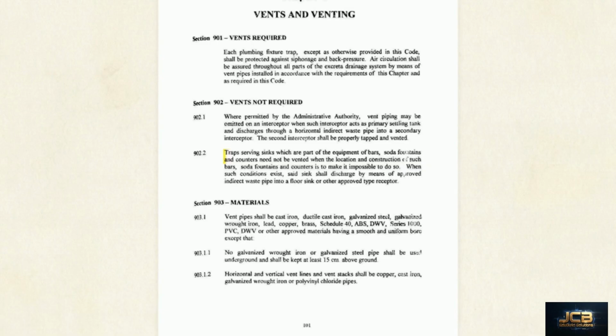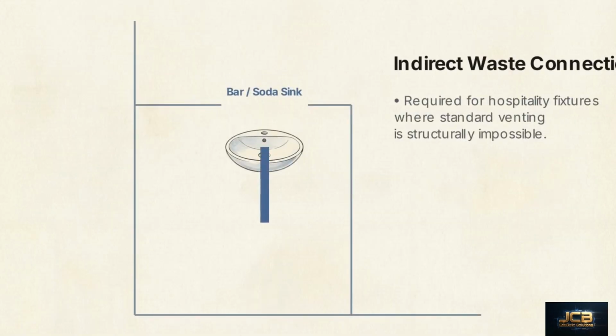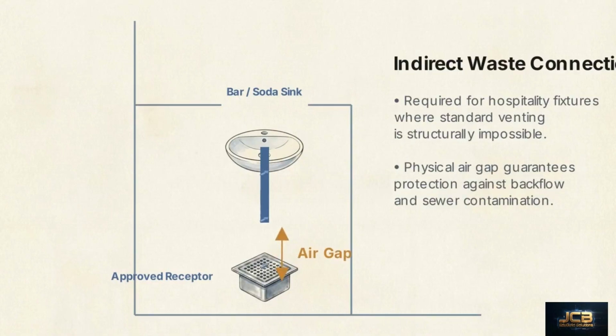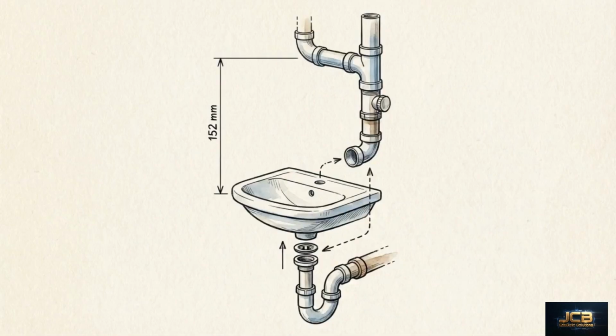Also, Section 902.2 provides a hospitality exception. Bar and soda fountain sinks don't need venting when standard installation is impossible. When invoking these exceptions, the sink must discharge by means of an approved indirect waste pipe into a floor sink or other approved receptor.